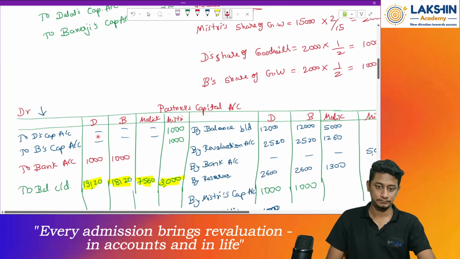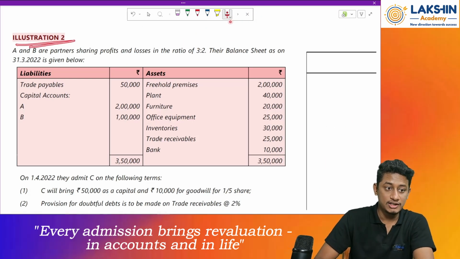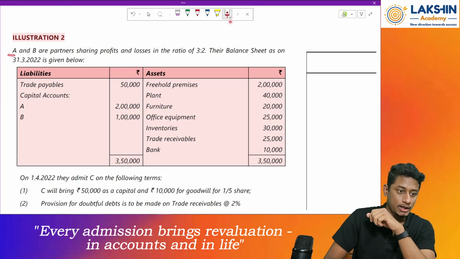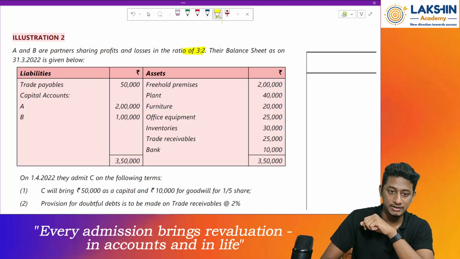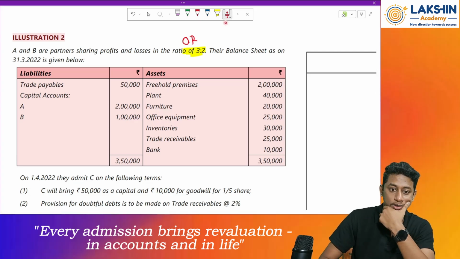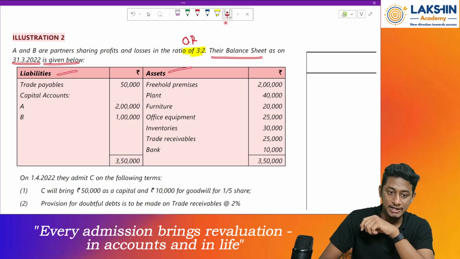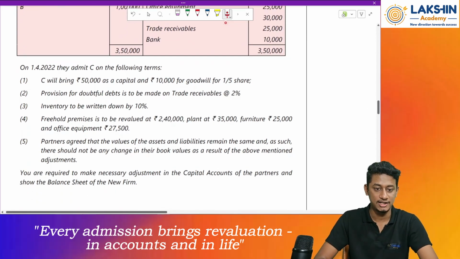Okay. Now let us start with the second illustration. A and B are partners sharing profit and losses in the ratio of 3:2. Let me just mark this. This is the old ratio. This is my old ratio. Now, their balance sheet as on 31/3/2022 is given below. Okay, so the liabilities and assets are given to us. Okay, fine. Let's see the adjustments now.